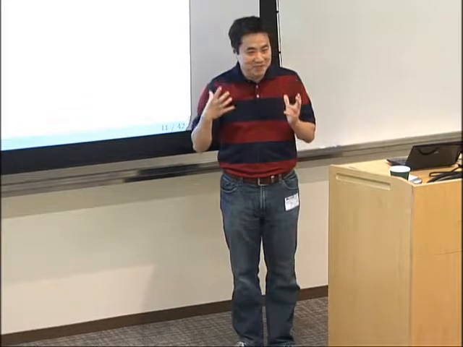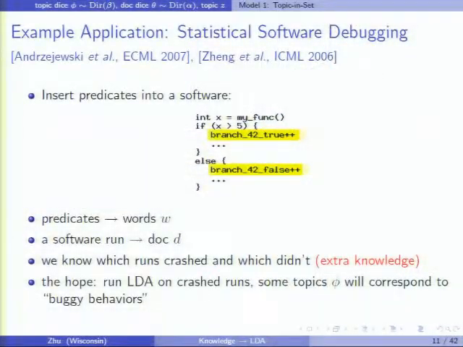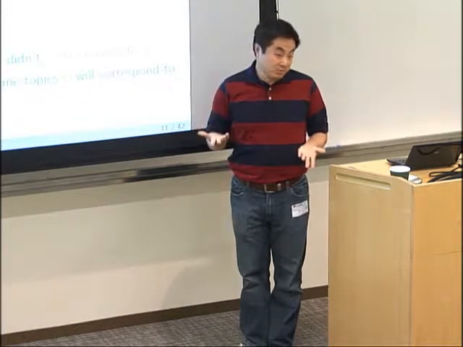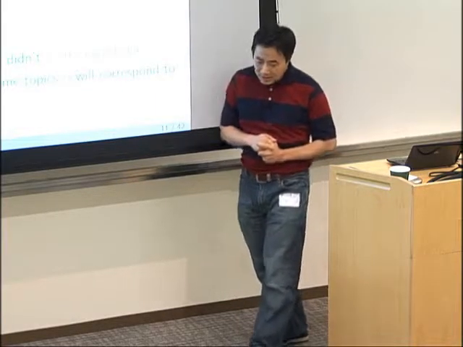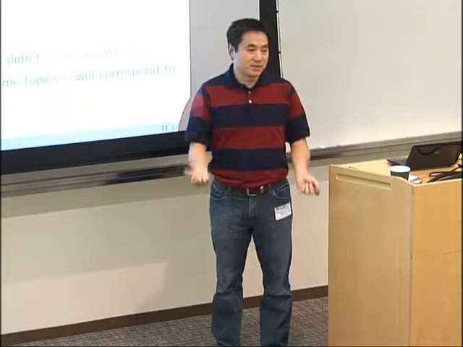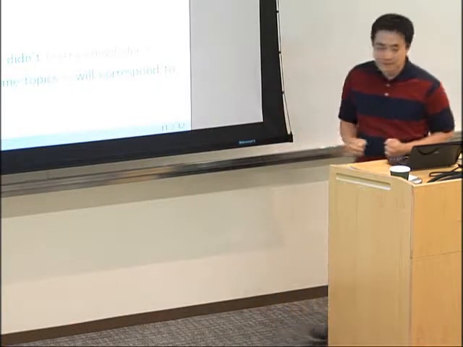So it's very much a bag of words notion, right? This is the setup where the predicates act as words. You have a bag of predicates, and a software run would be a document. Now, for this problem, we actually have some extra knowledge, which is whether each run crashed or not. So you have a label.